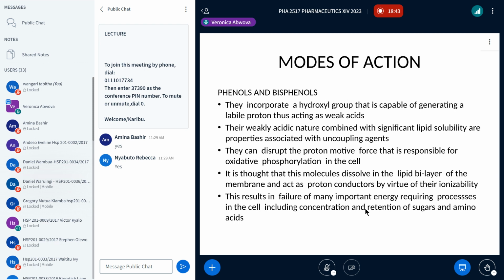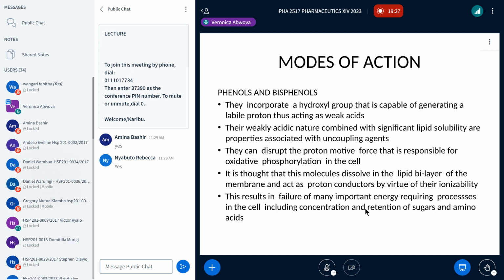Then we have the phenols and bisphenols, okay? They incorporate a hydroxyl group that is capable of generating a labile proton, thus acting as weak acids, okay? Their weakly acidic nature combined with significant lipid solubility are properties associated with uncoupling agents. They can disrupt the proton motive force that is responsible for oxidative phosphorylation in the cell. Remember, with oxidative phosphorylation, what are you looking at? You're looking at energy generation.